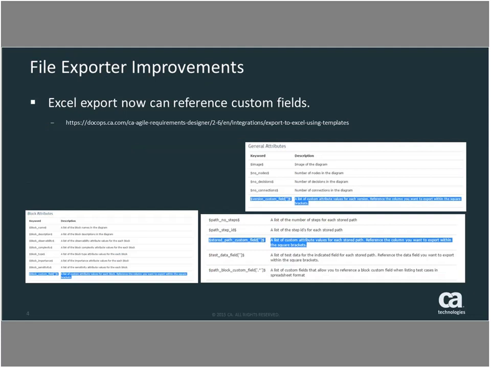Another very small, but quite important change is our file exporter. Today ARD has many integrations with many popular pieces of software, and they all work very well. But the backbone of this is that if for any reason you need data in a particular format or layout, then we fall back to export to Excel. And the great thing about ARD's Excel export is that it's completely customizable.